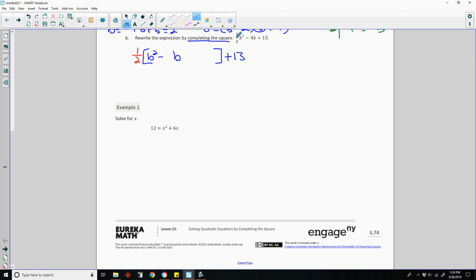1/2 times b squared is 1/2 b squared. So that's good. But I need a number here that will give me minus 4b when multiplied by 1/2. Or I could just say negative 4 divided by 1/2 is the same as negative 4 times 2, which is negative 8. 1/2 times negative 8 is negative 4.